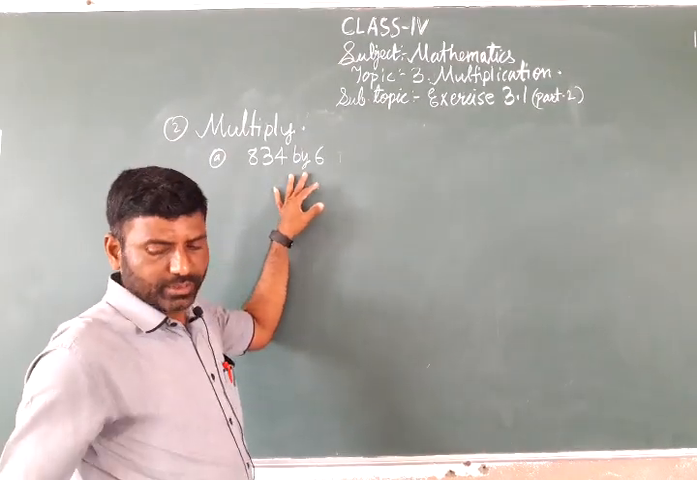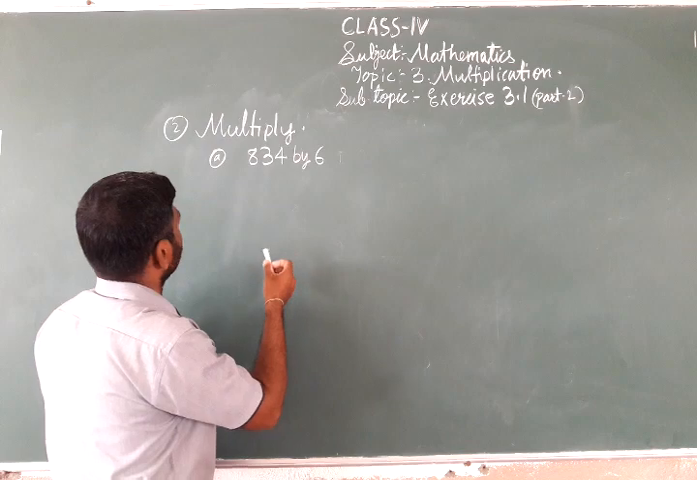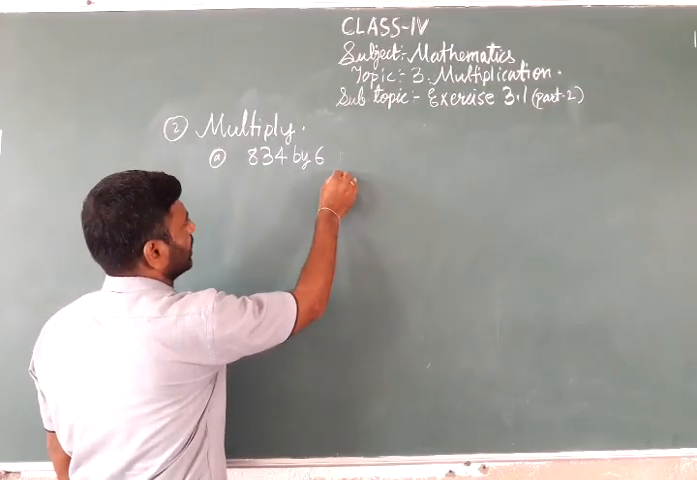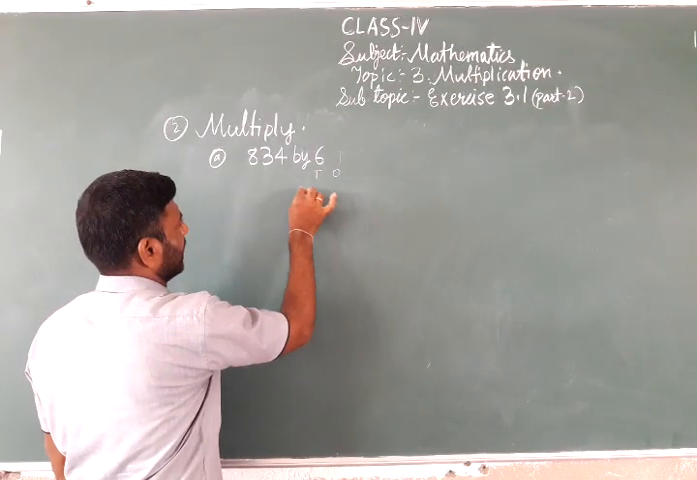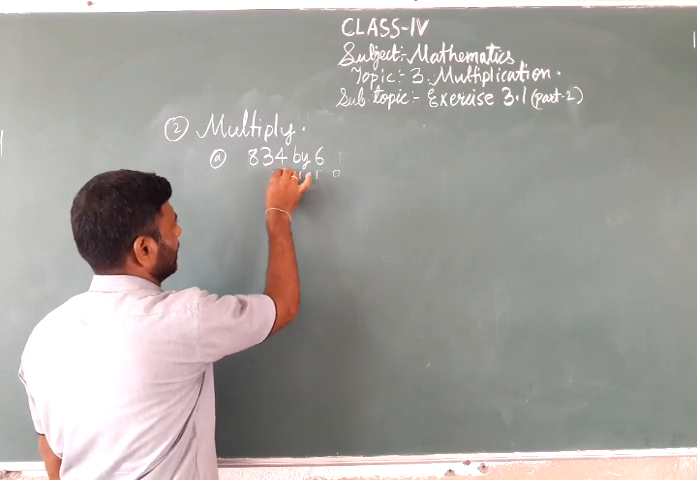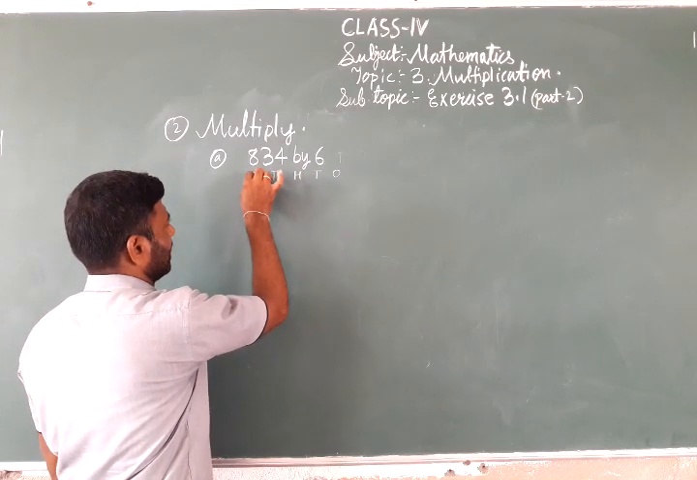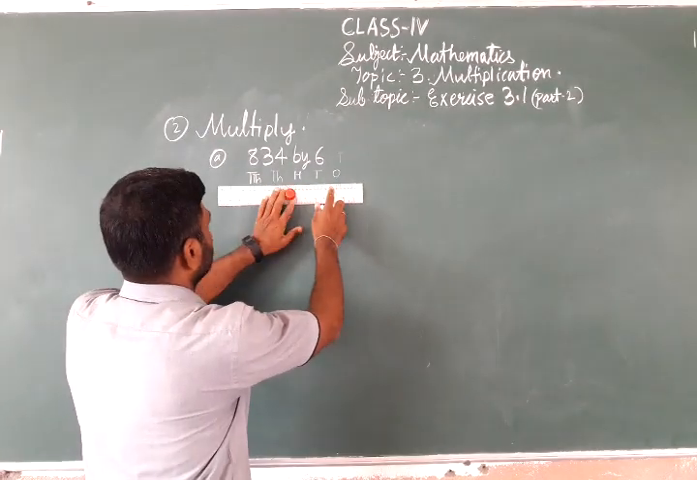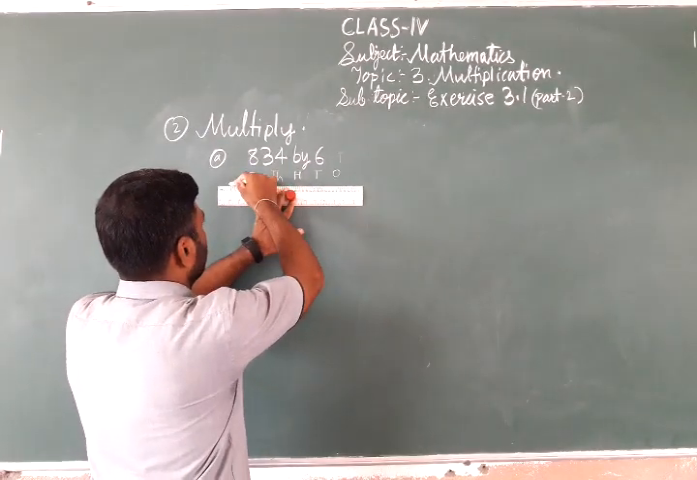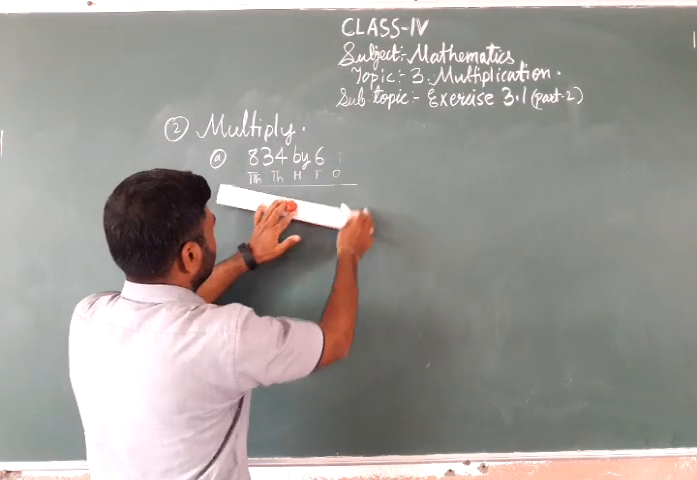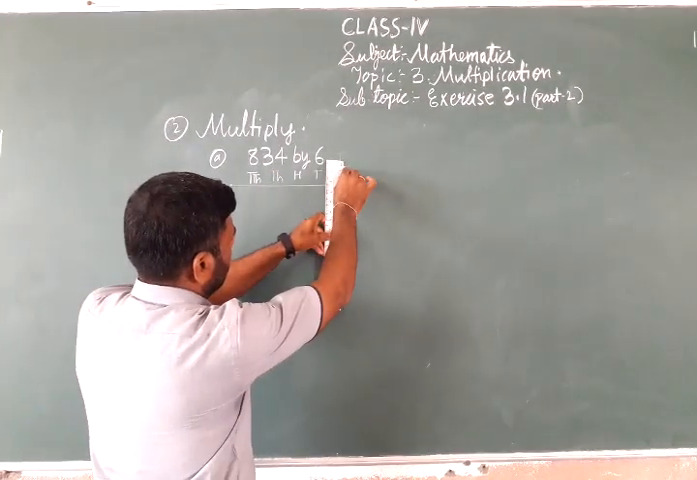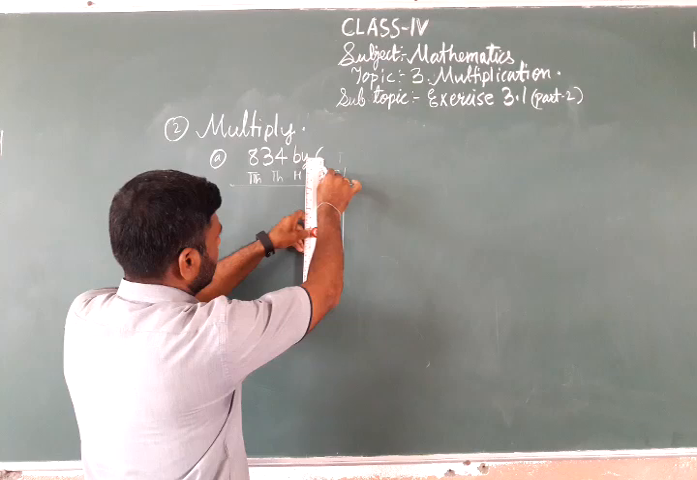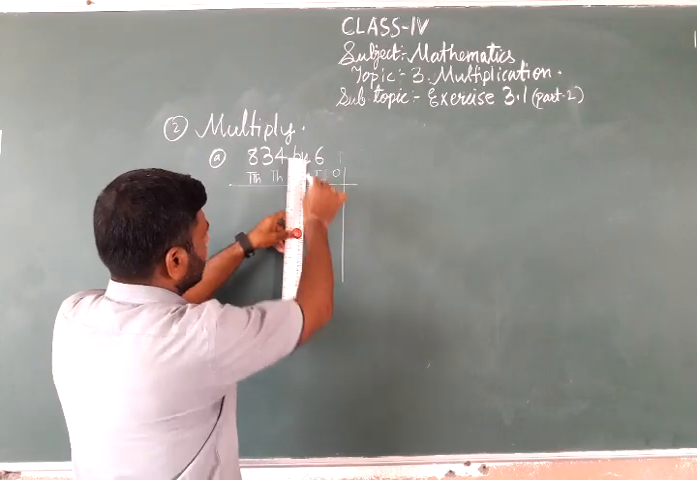So how to solve? As I said, first you have to make columns: ones place, tens place, hundreds place, thousands place, ten thousands place, sufficient. So draw the columns first with a soft hand. It's only a one digit number, so no need to extend.